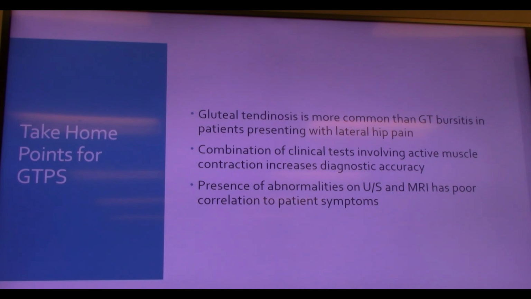So basically, the take-home points for GTPS are that gluteal tendinosis is more common than GT bursitis in patients presenting with lateral hip pain. A combination of clinical testing involving active muscle contraction increases your diagnostic accuracy. And then finally, the presence of abnormalities on both ultrasound and MRI have poor correlation to patient symptoms. So sometimes things are seen and the patients don't have symptoms, or they have symptoms and nothing is seen on MRI or ultrasound.